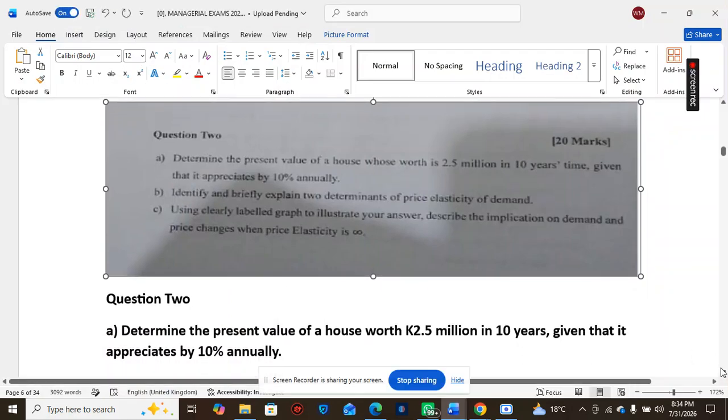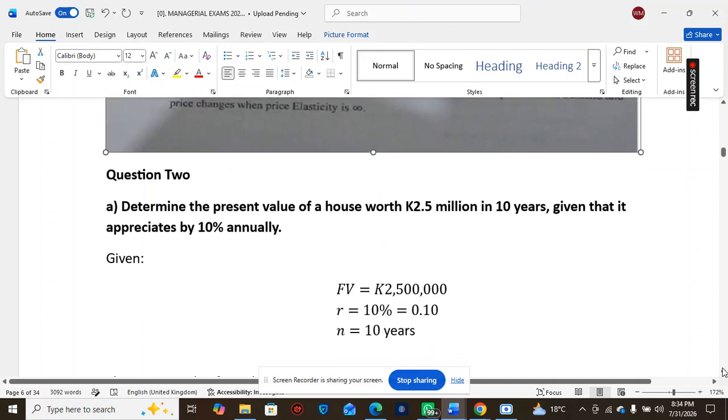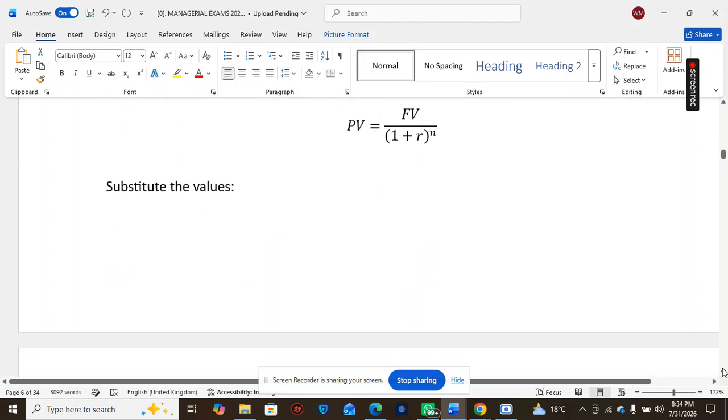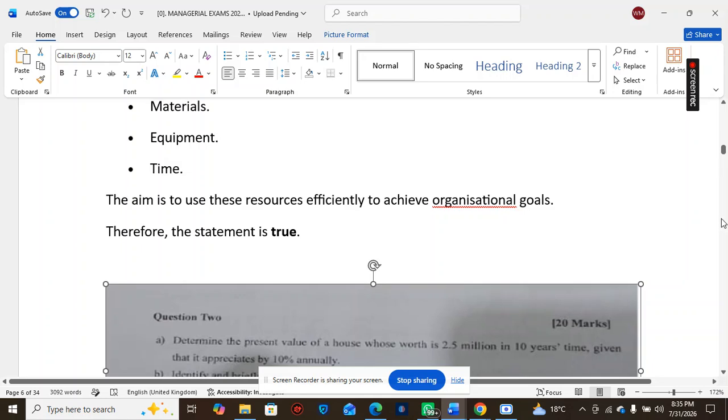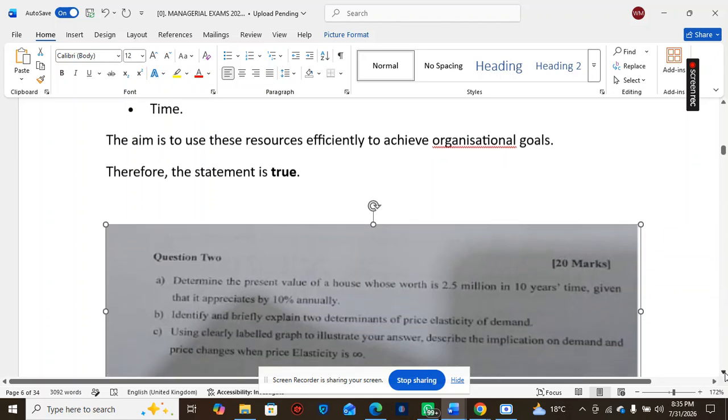Colleagues, is that what we're getting? Is that the value we are getting? Are there any questions, colleagues? We move on to the next one.